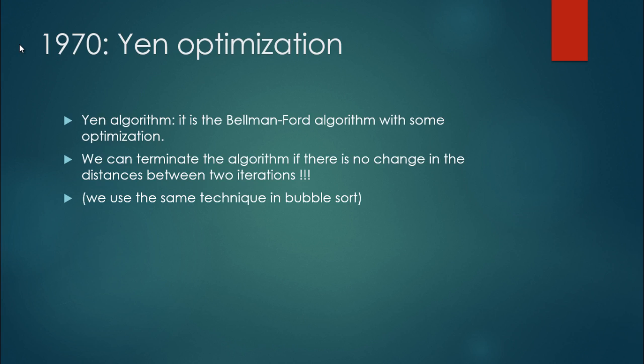And sometimes it's very important, as I said earlier, for example, high frequency trading techniques rely heavily on the Bellman Ford algorithm, and it's very important to make it as fast as possible. And the Yen optimization does the same. So that's how the Bellman Ford algorithm works. Thanks for watching.